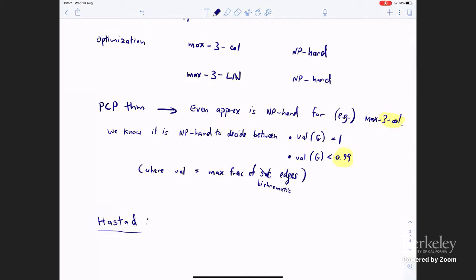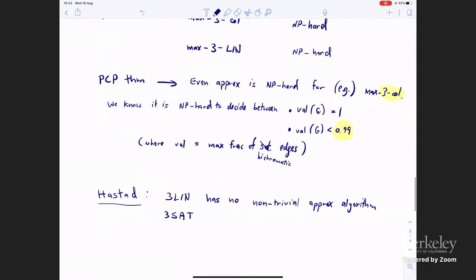For three-lin, and similarly for three-SAT, there is no non-trivial approximation algorithm.